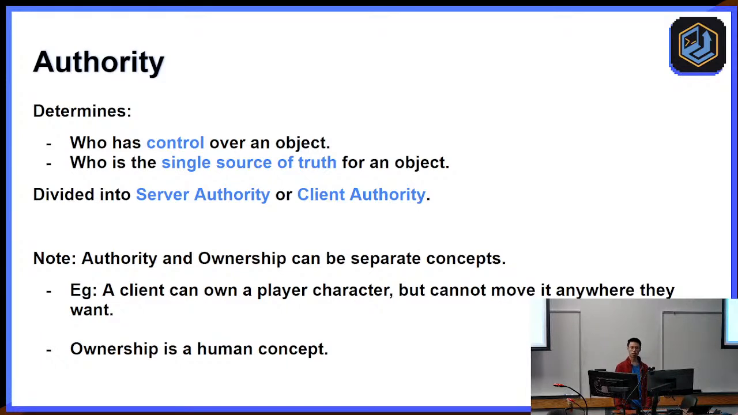Okay, a new topic here: authority. This determines who has control over an object and who is a single source of truth for that object. It is divided into server authority and client authority. I make the distinction between authority and ownership here, because a client can own a player character, but because they don't have authority, they can't move it anywhere they want to. Ownership is more of a human concept than a computer concept. So you usually talk in terms of who has authority to change an object rather than who owns an object. Because your average player is not an admin, so they shouldn't be flying around saying that they can do anything in the game.